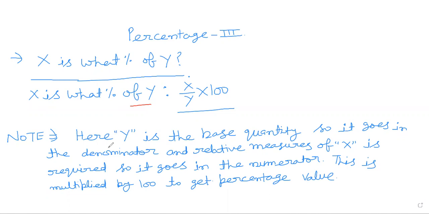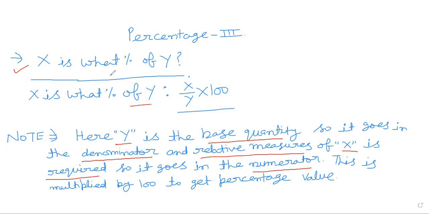here we are reading Y is the base quantity. Okay, so it goes in the denominator, right? And relative measures of X is required, so it goes where? It goes in the numerator, right? Okay, if we read this sentence, this question, X is what percent of Y?